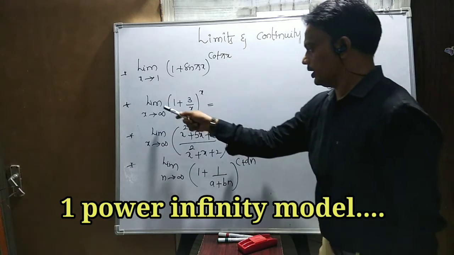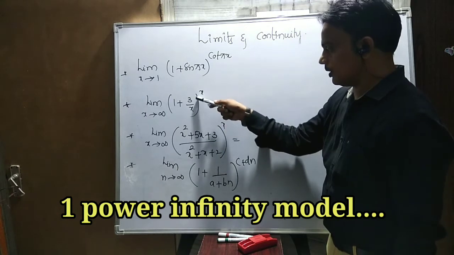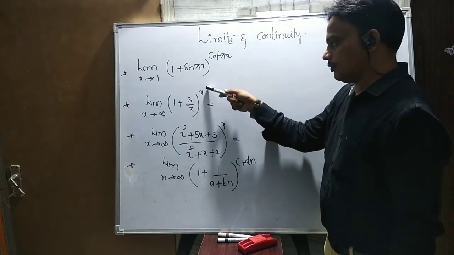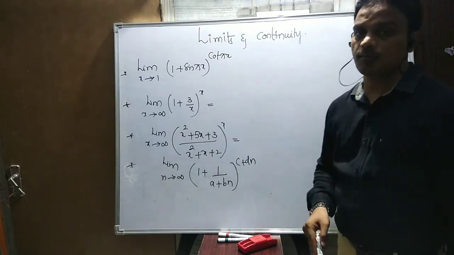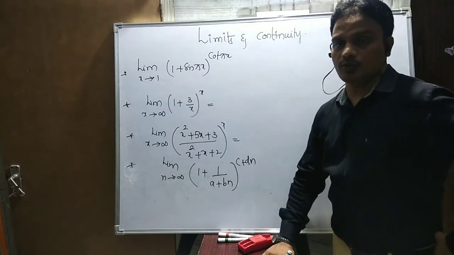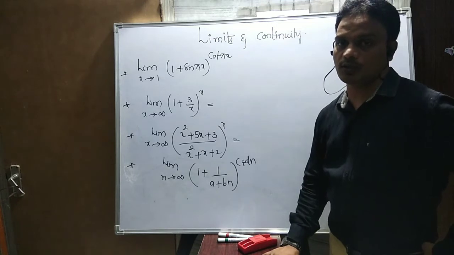Coming to the other one, limit x tends to infinity of (1 plus 3 by x) whole power x. Here 1 by x tends to 0 and 3 by x tends to 0, so this is 1 plus 0, the 1 power infinity form. All these problems are in the form of 1 power infinity. So how are we going to solve this?